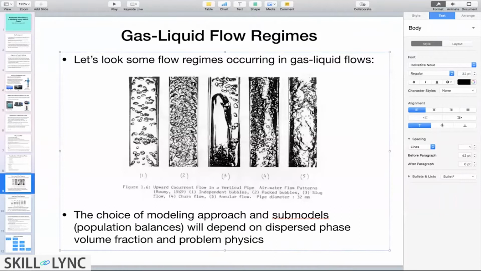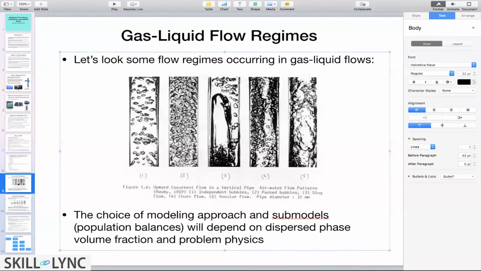The picture here shows your gas bubbles traveling up in the axial direction in a liquid phase, and these gas bubbles are well separated. They don't seem to be interacting with each other.